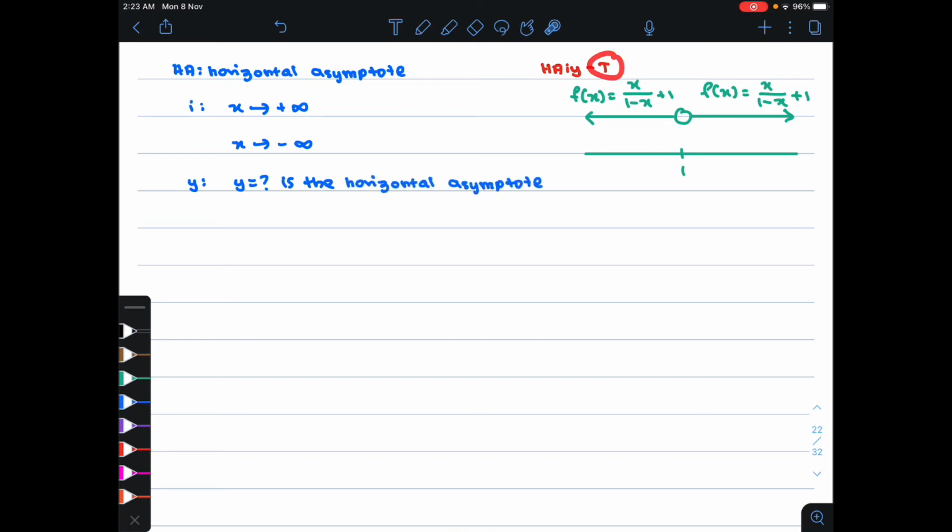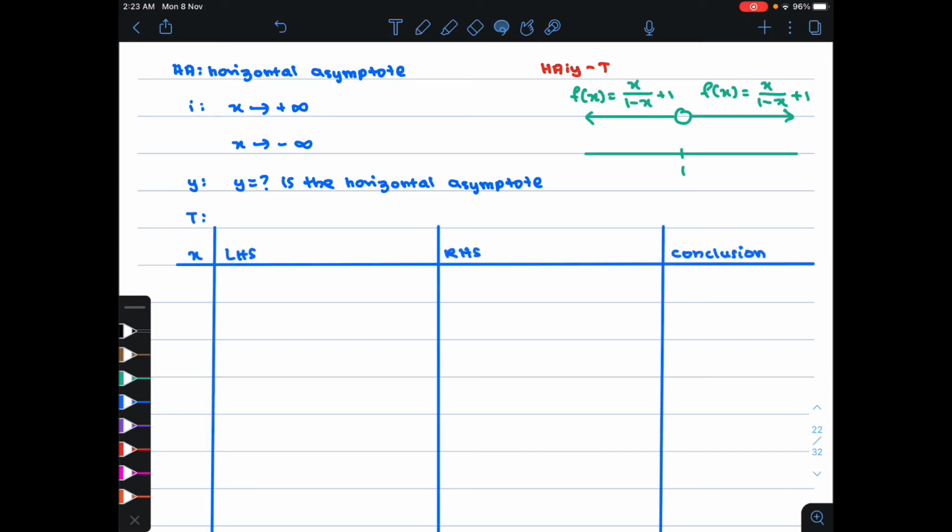And finally, we have T, which is the table. And for the table, we're going to have 4 columns as well. X, left hand side, right hand side, and conclusion. For the first column, put the values of x here. So, x is approaching positive and negative infinity. Let's start with the first one, which is left hand side. As x approaches the left hand side, x approaches negative infinity.